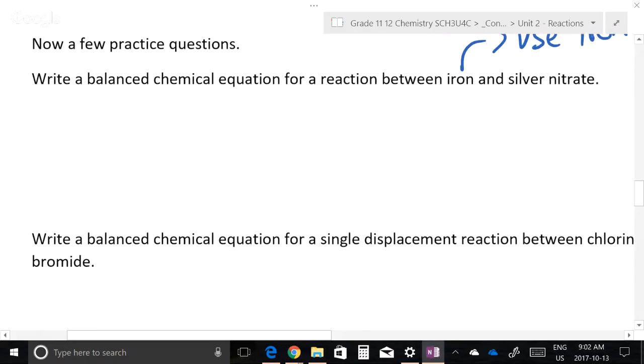So anyway, let's take a look. We're reacting iron and silver nitrates. Let's start with chemical formulae. What's the formula for iron when it's all by itself?